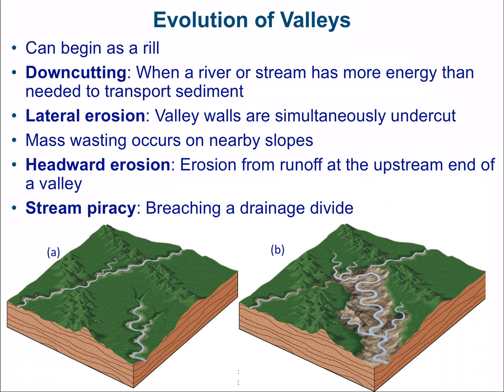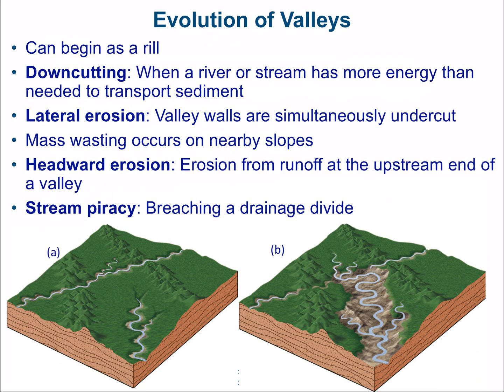You could also get some lateral erosion, and that's going to happen when your valley walls are undercut. You're going to start to get mass wasting of that material falling in. You would get headward erosion, which is erosion from runoff at the upper end of the stream or valley. The headward region is always the upper region. And then stream piracy is when you have breaching of a drainage divide.